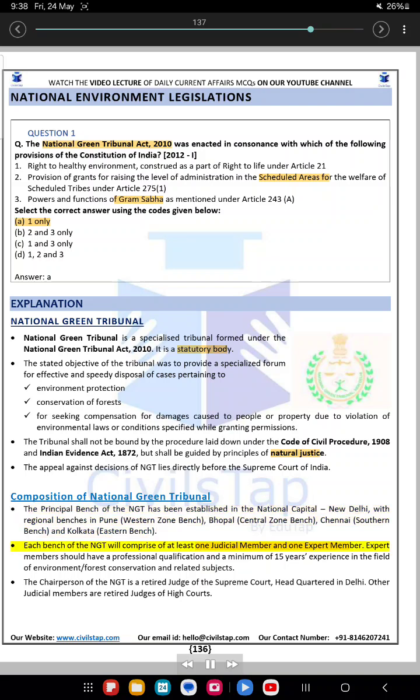Each bench of the NGT will comprise at least one judicial member and one expert member. Expert members should have a professional qualification and a minimum of 15 years experience in the field of environment, forest conservation and related subjects. The chairperson of the NGT is a retired judge of the Supreme Court, headquartered in Delhi. Other judicial members are retired judges of high courts.